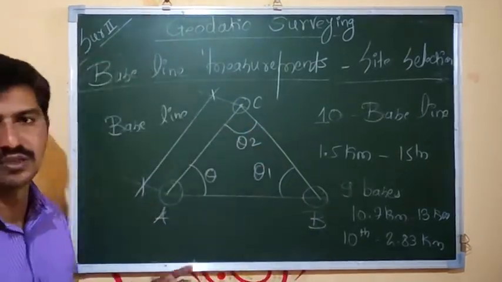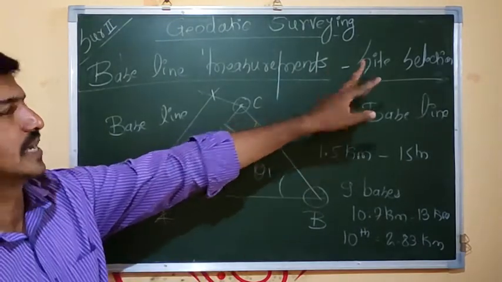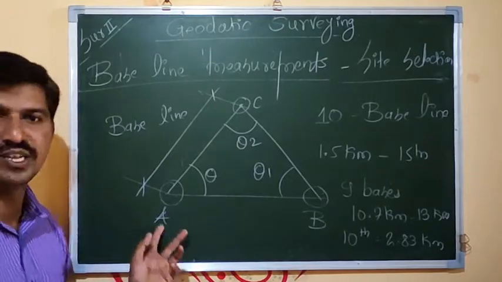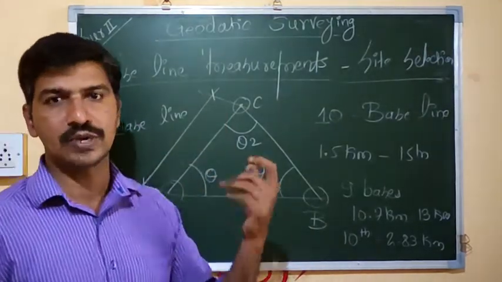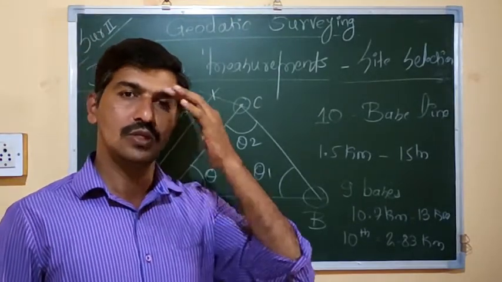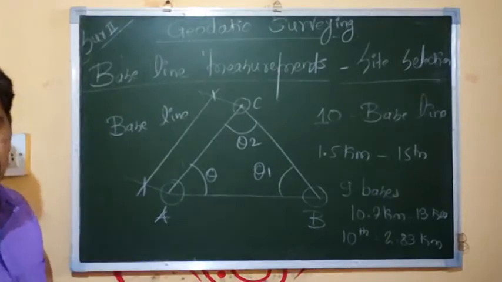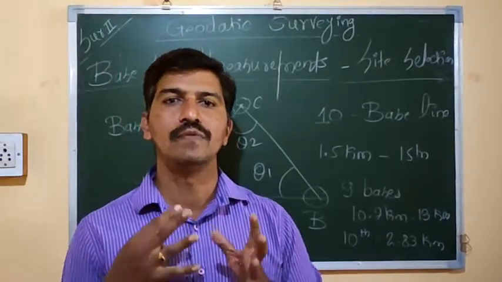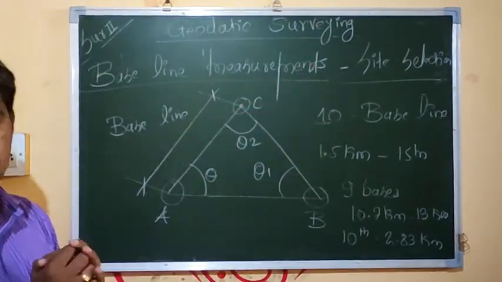So likewise, there are some points to be discussed when we go for the site selection for baseline. It should be free from obstructions, a well shaped triangle should be there, and if there are obstructions, there should be less amount of cutting of the forest, if it is there. So these points should be kept in your mind when we go for the site selection for baseline measurements.